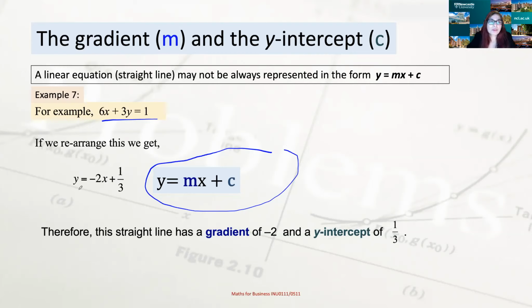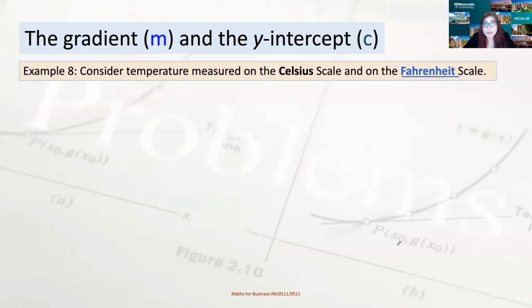I will put it in this form and then I will compare these two equations, the equation in the rearranged form and the general form. And by comparing, I can clearly see that the gradient is minus 2, and the intercept is 1/3, finished. And that's all, yeah? Now over to you guys.